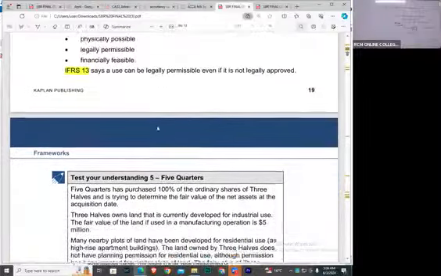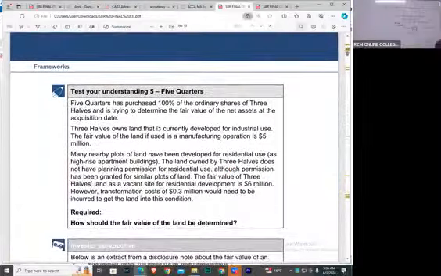We come here, test your understanding 5, the last concept that you're doing here. 5 quarters has purchased 100% of the ordinary shares of 3 halves and is trying to determine the fair value of the net assets at the acquisition date. 3 halves owns land that is currently developed for industrial use. The fair value of the land, if used in a manufacturing operation, is 5 million.